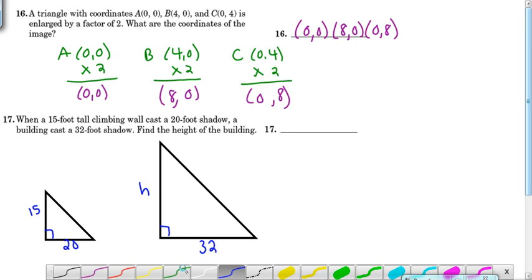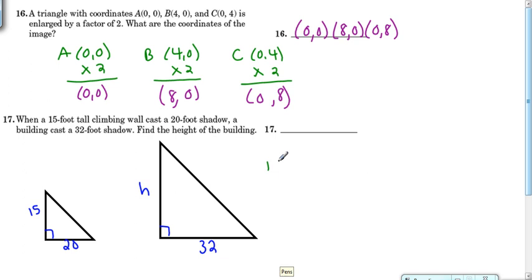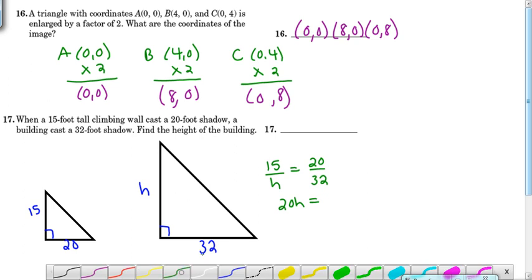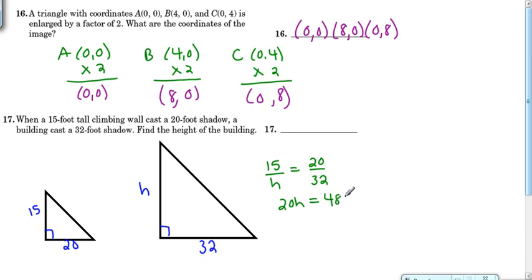And then I can set up a proportion, and I can say 15 compares to h in the same way that 20 compares to 32. So I would have 20h equals, so that's going to equal 480. Divide each side by 20. Cross out the zeros, and 48 divided by 2 is 24. So the height of the building is 24 feet.